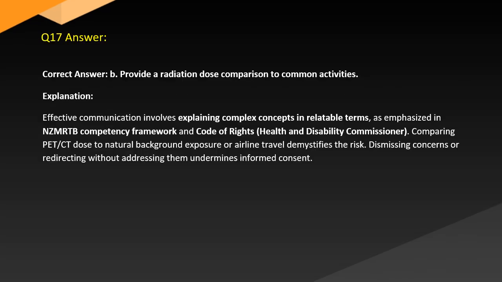Answer. Correct answer: B. Provide a radiation dose comparison to common activities. Explanation. Effective communication involves explaining complex concepts in relatable terms, as emphasized in the competency framework and the Code of Rights, Health and Disability Commissioner. Comparing PET dose to natural background exposure or airline travel demystifies the risk. Dismissing concerns or redirecting without addressing them undermines informed consent.